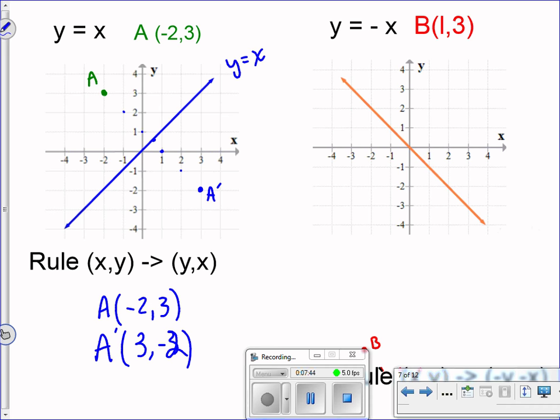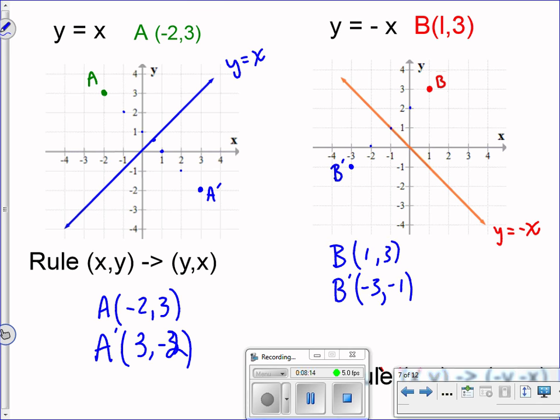All right, so there's my line, and there's my naming of the line. I'm going to plot my point at 1, 3, and then I'm going to go ahead and reflect it. 1, 2, so it's 2 on the other side. 1, 2, and there's B prime. And of course that does follow the rule. B here is 1 comma 3, and B prime is -3 comma -1.